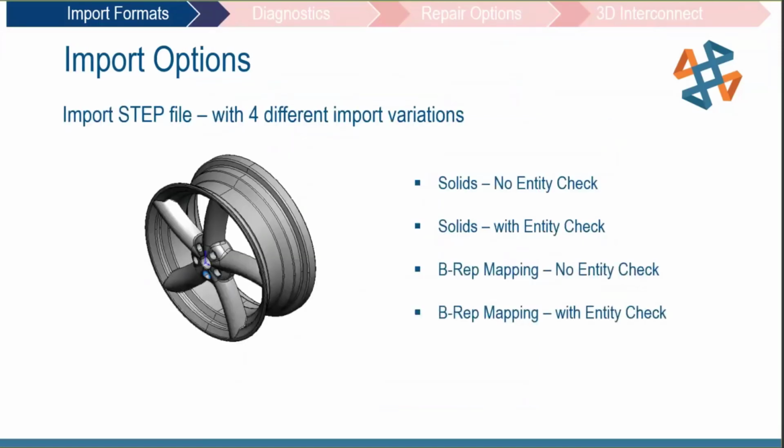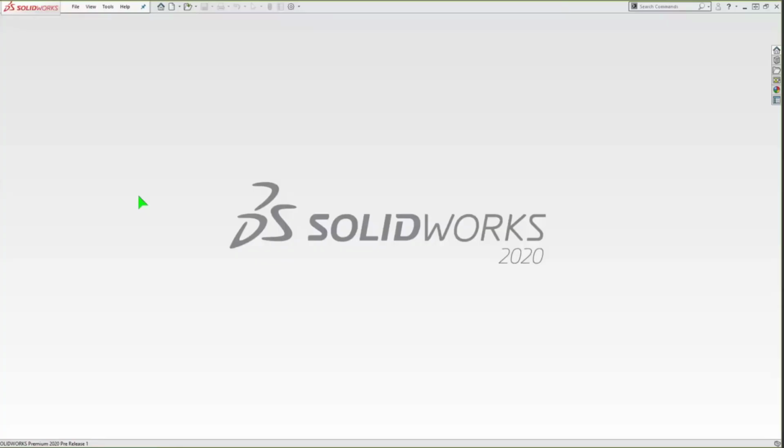So let's go ahead and take a look at some of those examples. What I'm actually going to do is this tire rim here, I'm going to open this file up 4 different times with different settings enabled here. So the first one is I'm going to use this solids option with no entity check.